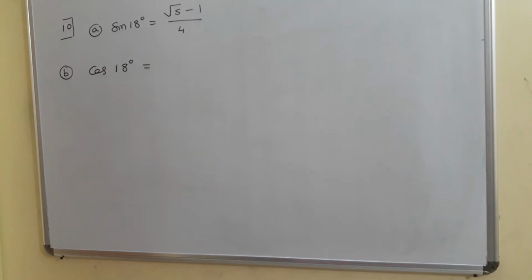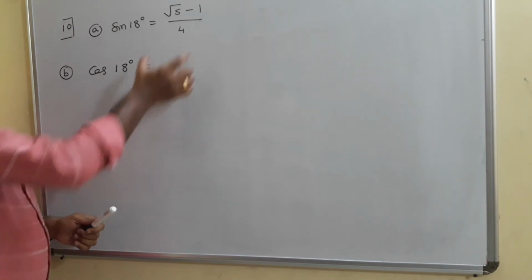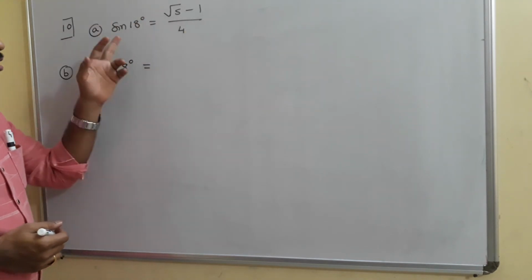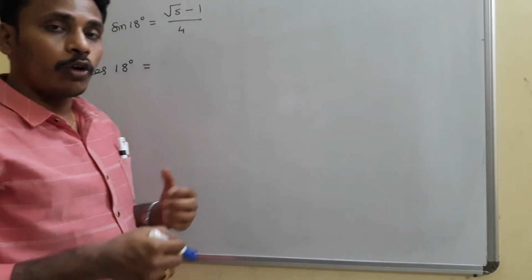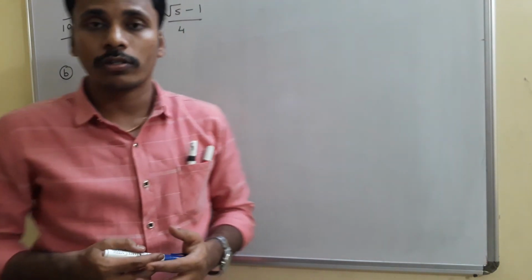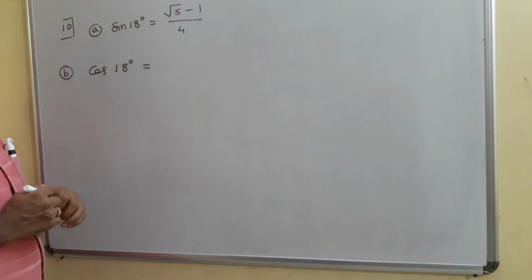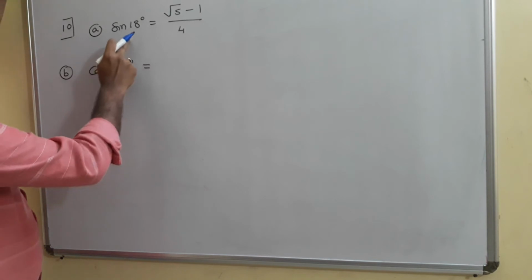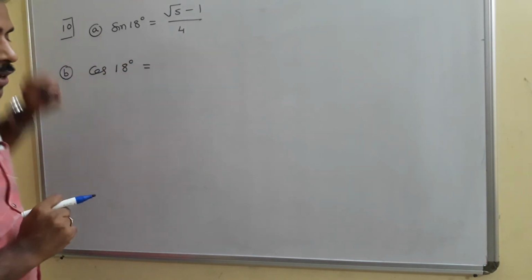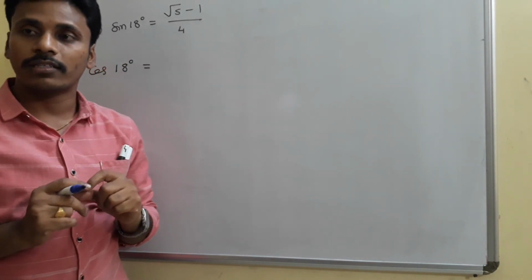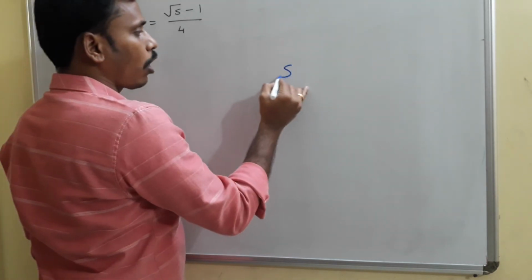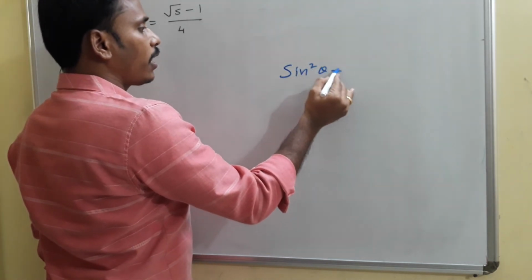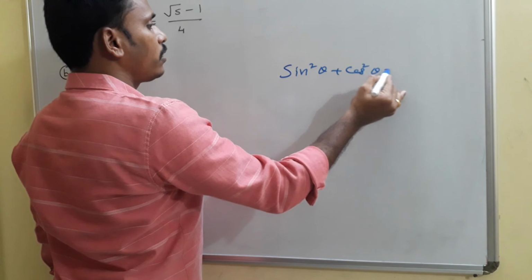We derived sin 18 degrees as root 5 minus 1 by 4. This is the value of sin 18. Using this sin 18, I am now going to find many other trigonometric values, and among those, cos 18 degrees first. We have a rule that sin² theta plus cos² theta equals 1. I think you all know it, right?